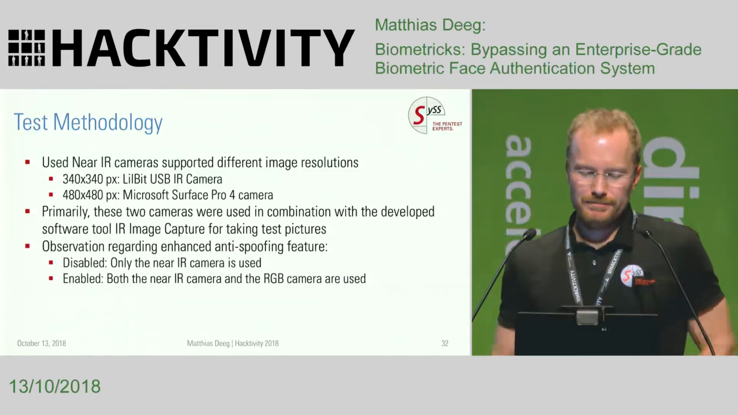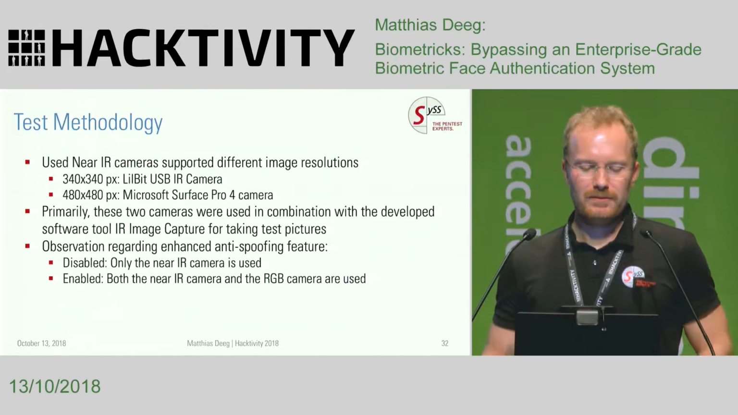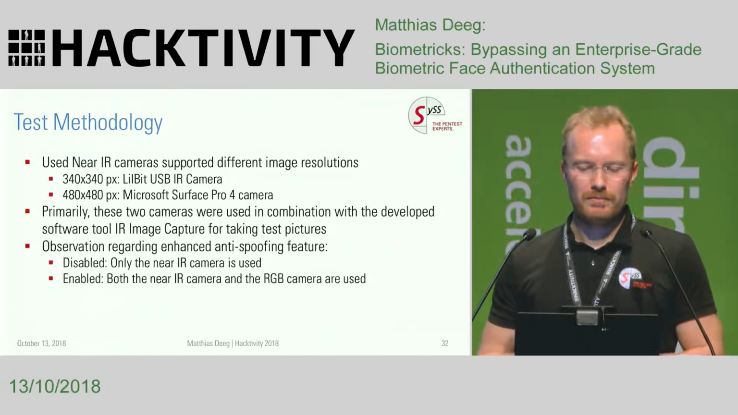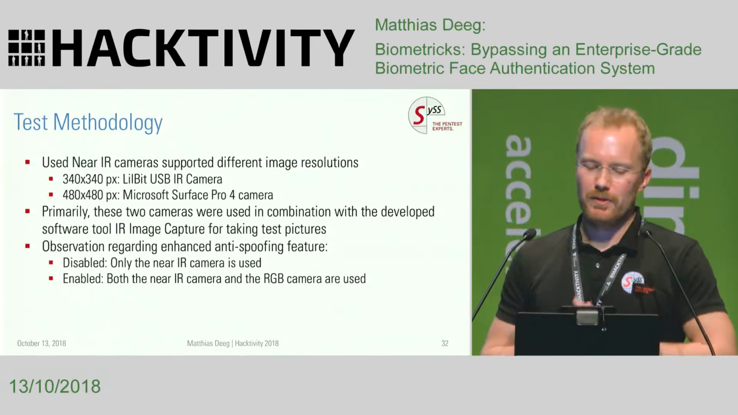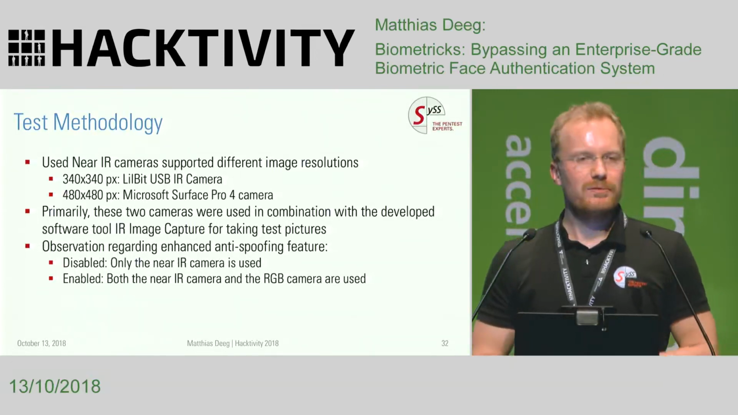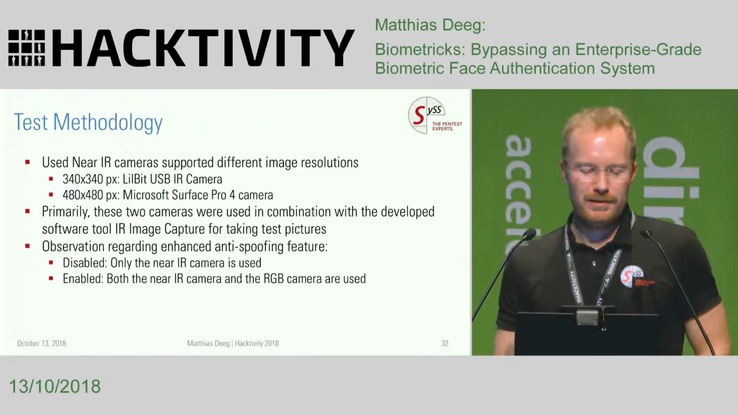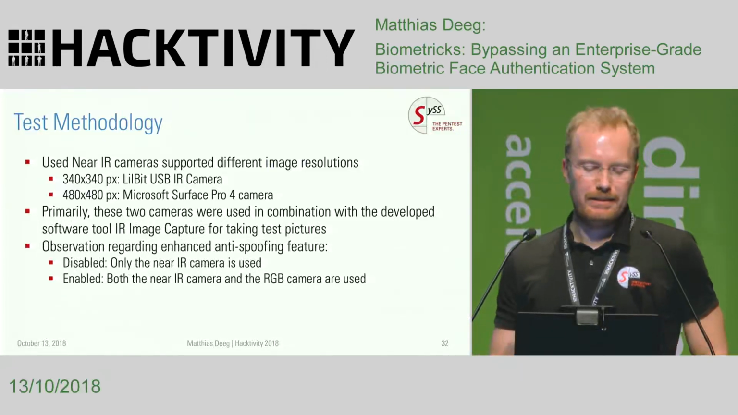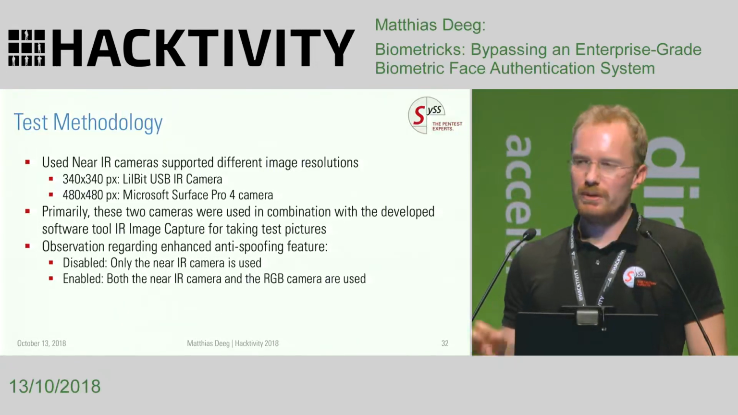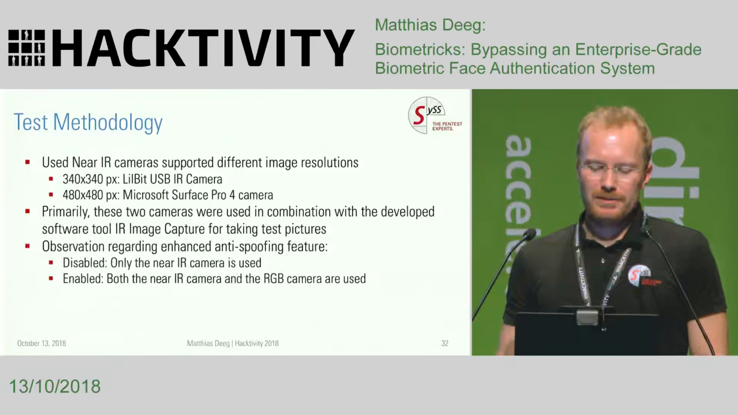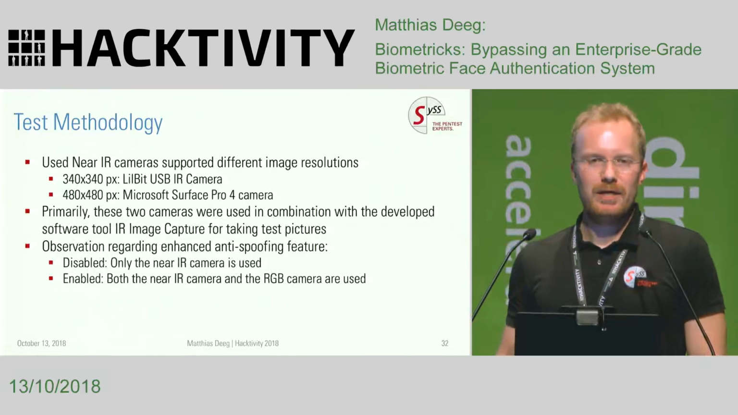So another thing to know was that the near-IR cameras I have used actually had different image resolutions. The cheap one bought on Amazon actually had a resolution of 340 by 340 pixels, and the Microsoft Surface Pro camera had a higher resolution for the IR camera, with 480 by 480 pixels. And we primarily used these two cameras for test purposes, but not solely. So we also used other IR cameras.